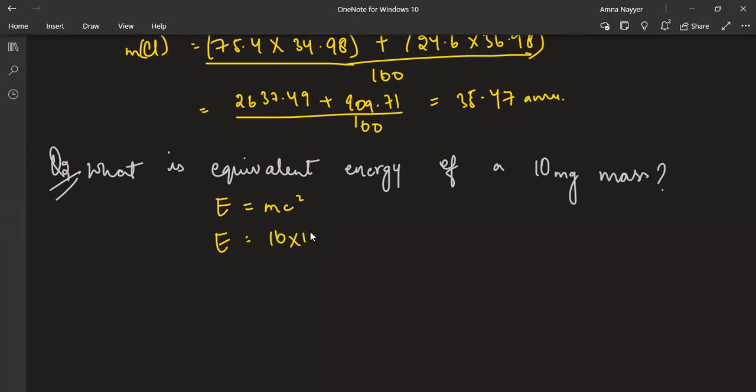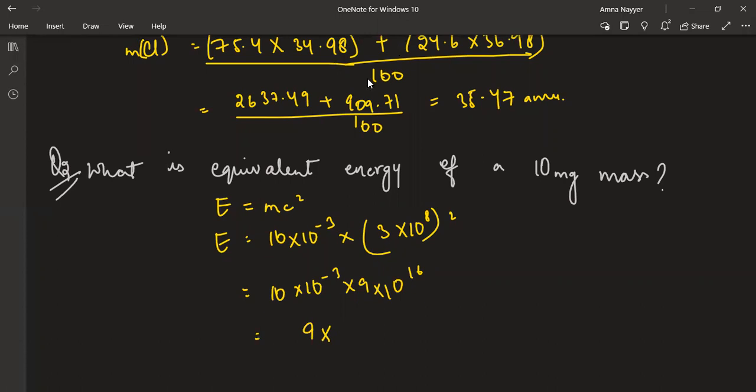Mass is 10 into 10 to the power minus 3, c square, 3 into 10 to the power 8 whole square. So 10 into 10 to the power minus 3 into 9 into 10 to the power 16. Right, so 16, 3, 13. This you're getting as 13, 14. 9 into, how much you were getting, Krishna? 9 into 10 to the power 11.